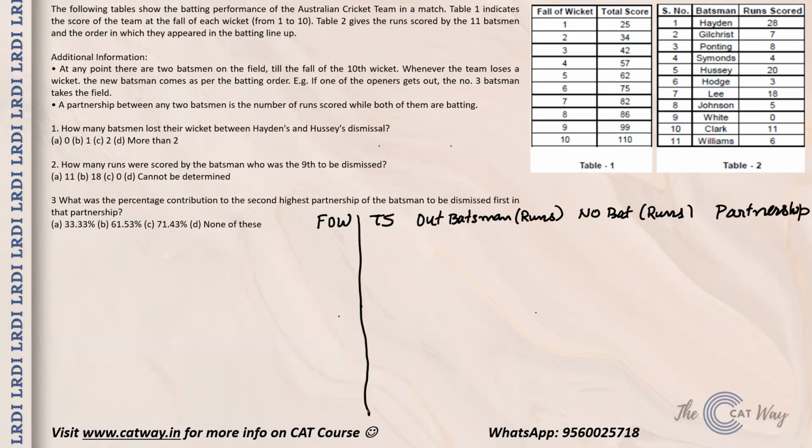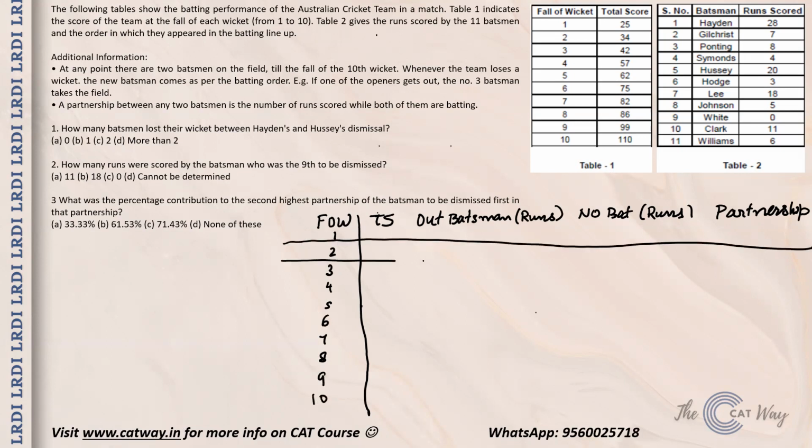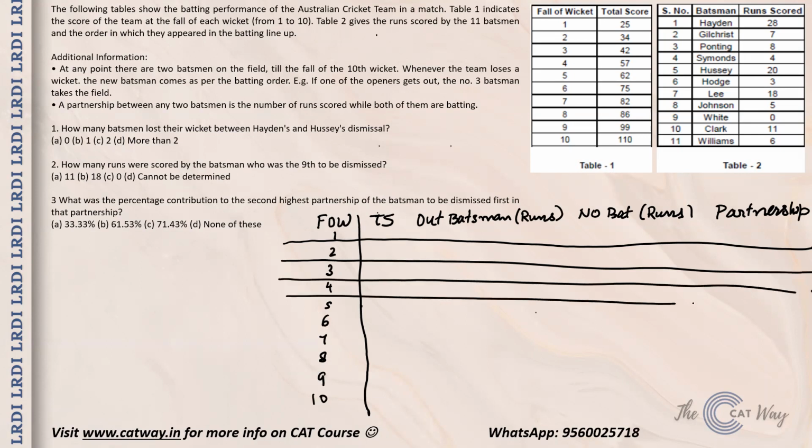Now we have 10 wickets which have to fall. So 1, 2, 3, 4, 5, 6, 7, 8, 9, and 10. So let's write them a bit smaller so that we have enough space for everything. 1, 2, 3, 4, 5, 6, 7, 8, 9, and 10. So we have 10 wickets that have to fall. Let us make our table.